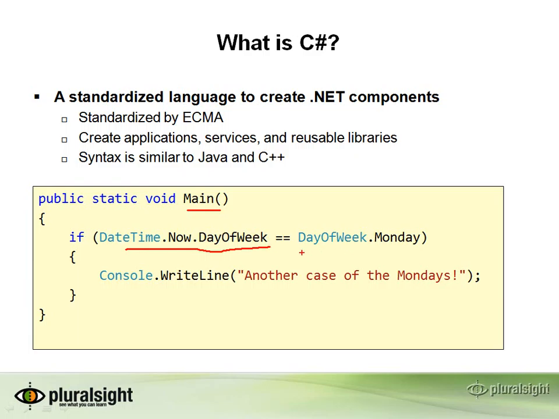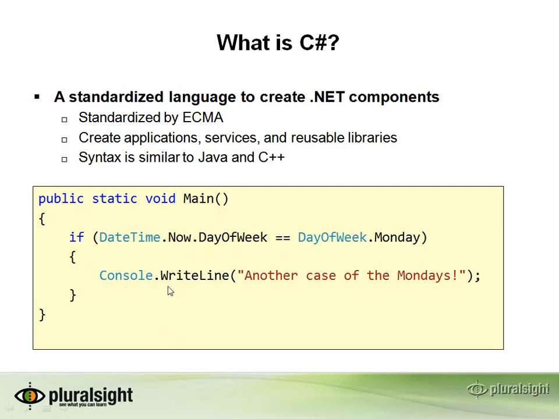If that day of the week is equal to Monday, and we'll check that by using a double equal sign, so if the current day of the week is Monday, then we will branch inside of this if statement. So we'll execute the code inside of the curly braces.